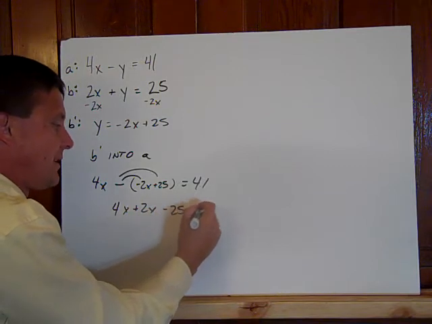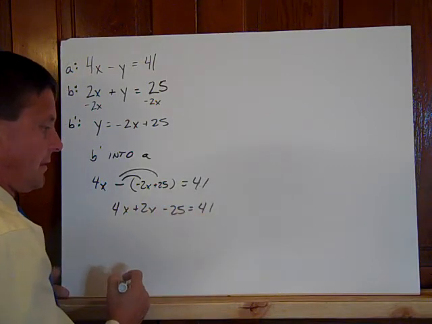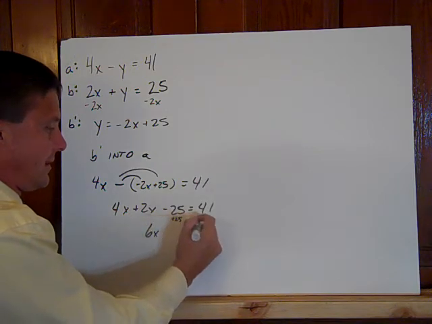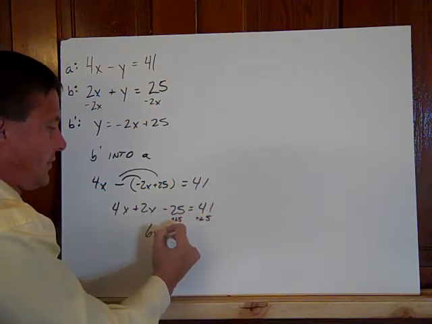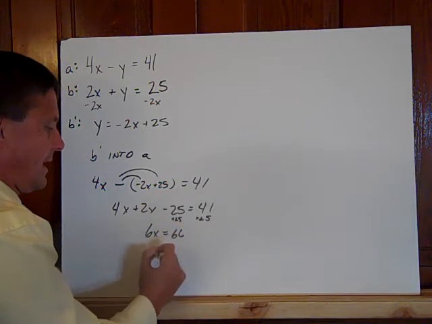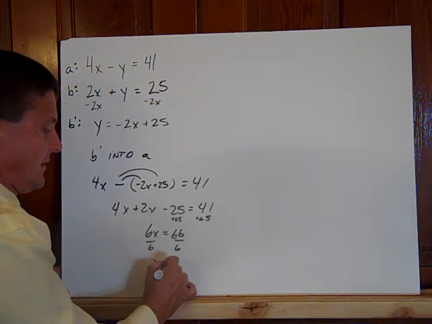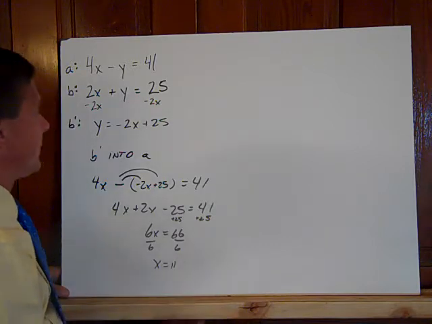And we've got to be really careful not to make math mistakes. Alright, and I get 6x. I'm going to add 25 to both sides, equals 66. And again, divide by 6. X is 11. And I'm not going to be cute this time.